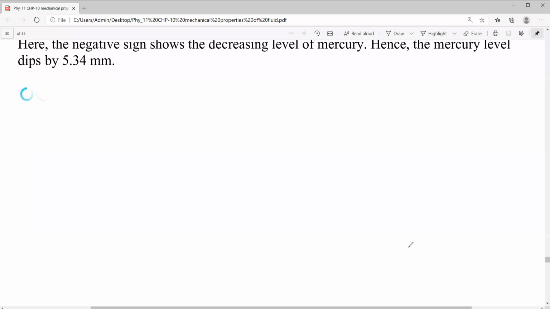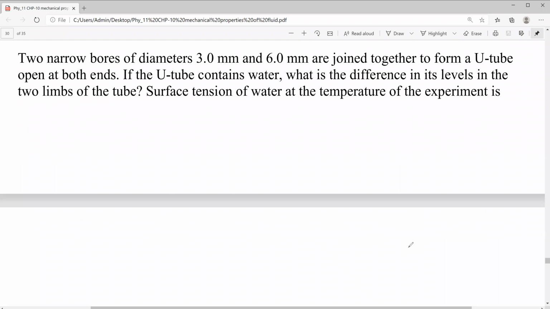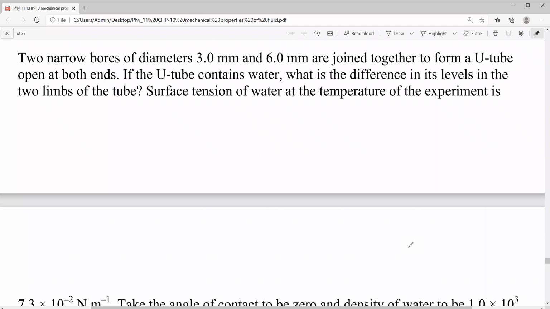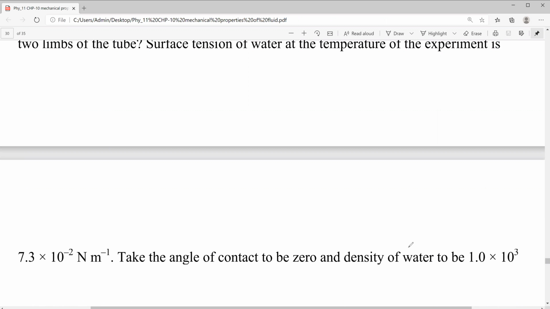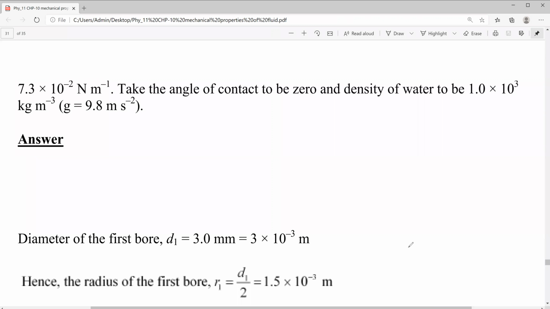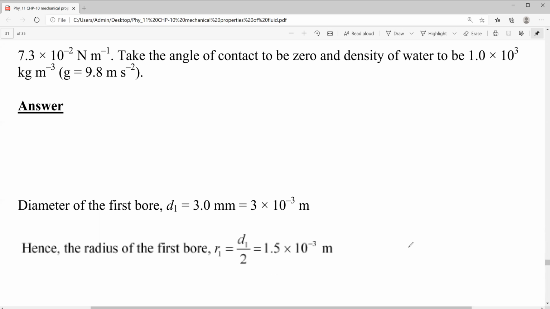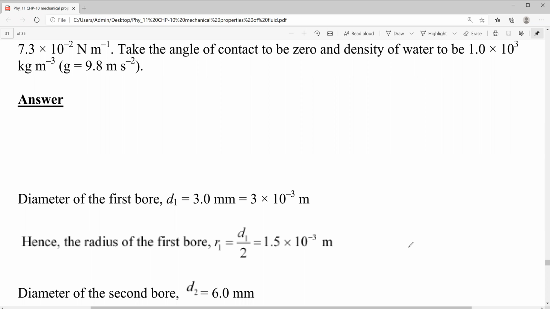So next we shall move to 10.30. Two narrow bores of diameter 3 millimeter and 6 millimeter are joined together to form a U-tube open at both ends. If the U-tube contains water, what is the difference in its level in the two limbs of the tube? Surface tension of water at the temperature of the experiment is 7.3 into 10 to the power of minus 2 Newton per meter, angle of contact is 0, and density of water is 1 into 10 to the power of 3 kg per meter cube. Like that they ask the question.